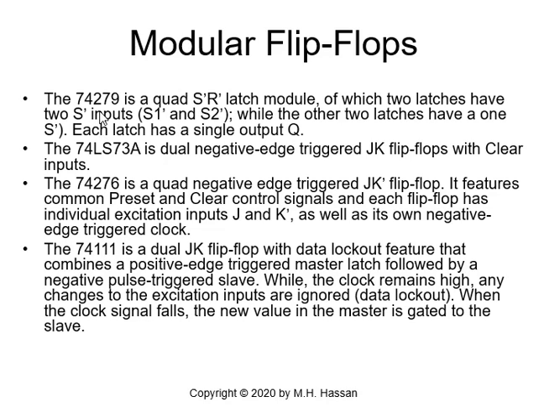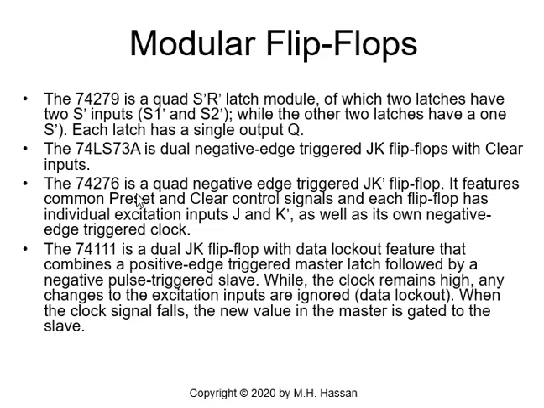The 74279 is a quad S prime R prime latch module. So there are 4 devices, 2 of which have two S prime inputs, S1 prime and S2 prime, while the other 2 latches have one S prime. Each latch has a single output Q, so it does not have a Q prime. The 74LS73A is a dual negative edge-triggered JK flip-flop with clear inputs. It does not have a preset.